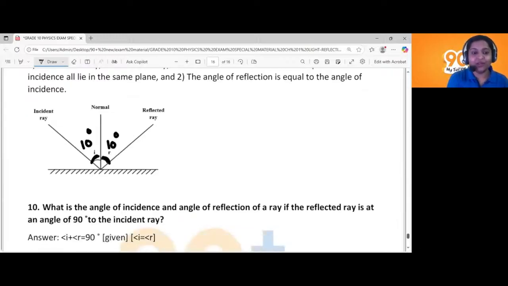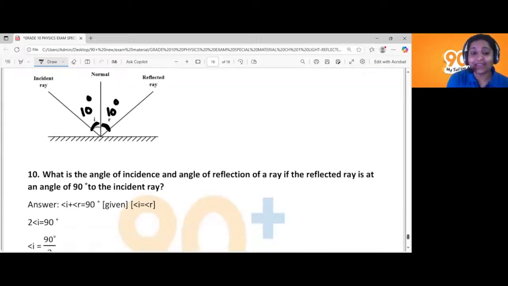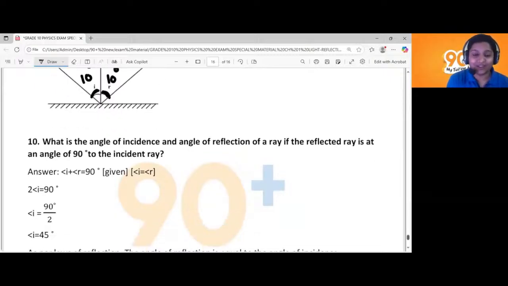So our last question, what is the angle of incidence and angle of reflection of a ray if the reflected ray is at an angle of 90 degree to the incident ray? Immediately we have to form a statement that angle of incidence plus angle of reflection is 90 degree in this case. As per the laws of reflection, angle of incidence is equal to angle of reflection. So instead of R, we can write I. Angle I plus angle I is 90 degree.